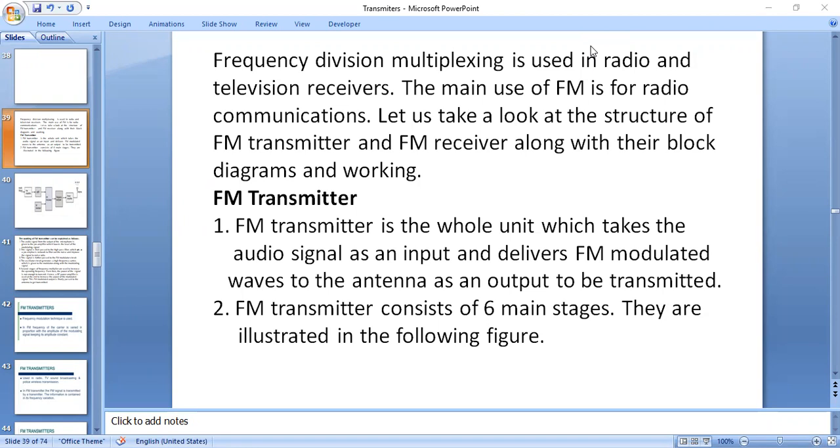Depending on the type of modulation technique used, we can classify transmitters into AM transmitters and FM transmitters. In an FM transmitter, the modulation technique used is frequency modulation. We know that the frequency of the carrier signal will be varied with respect to the amplitude variations in the message signal. And here, frequency division multiplexing is used in the FM transmitter.